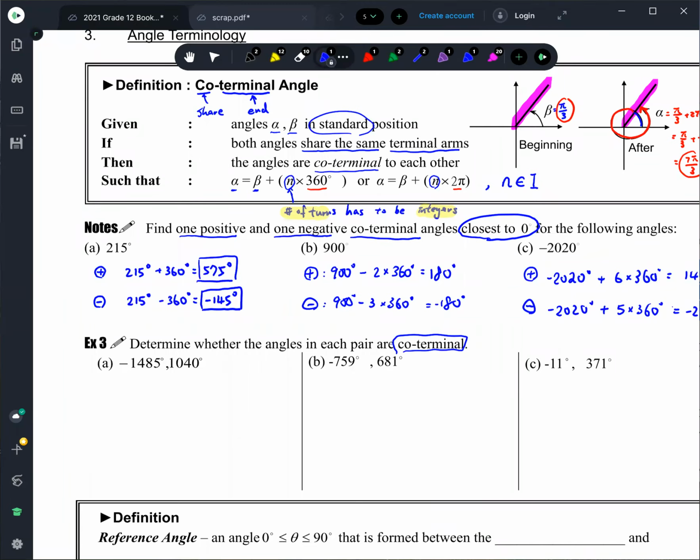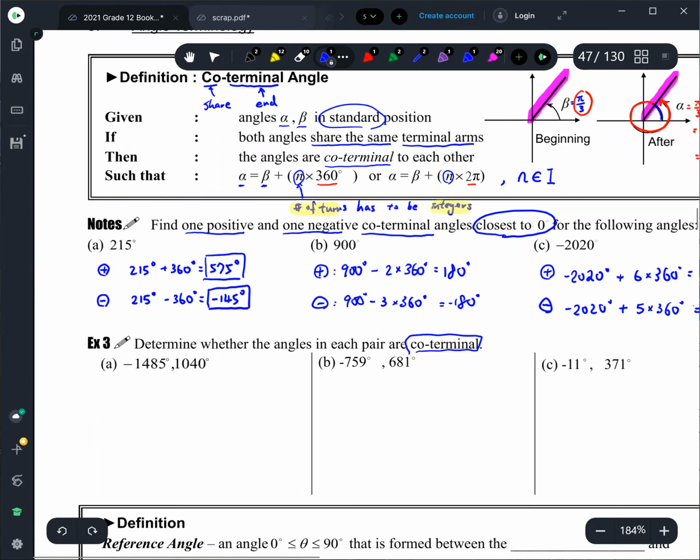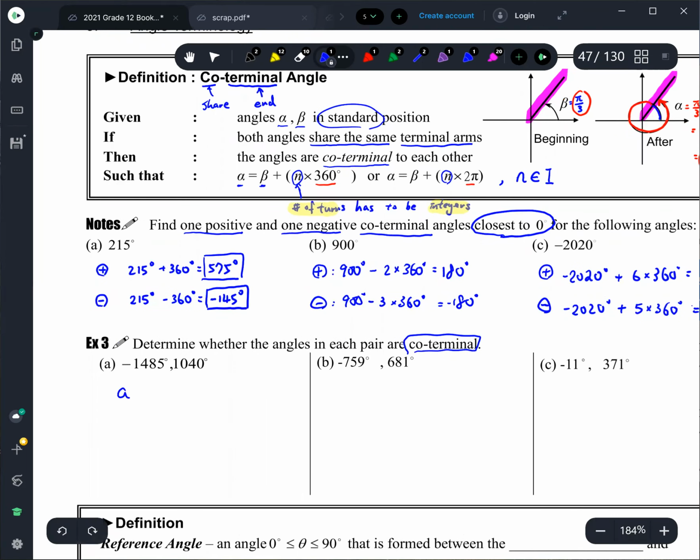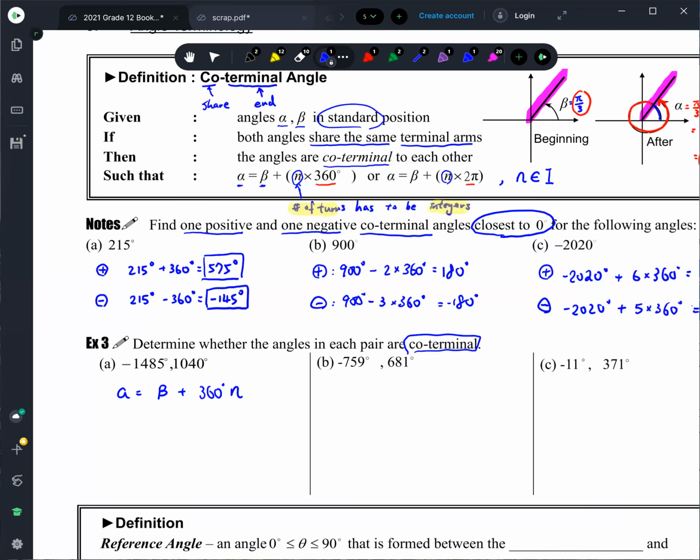So like question A, I'll demonstrate the first one. The formula is A equal to B plus N 360. I'll write 360N, okay? Have the variable at the back. So A and B, you can use either one, okay? You can choose whatever one to be the beginning or the after. So I'm just gonna follow the order, okay?